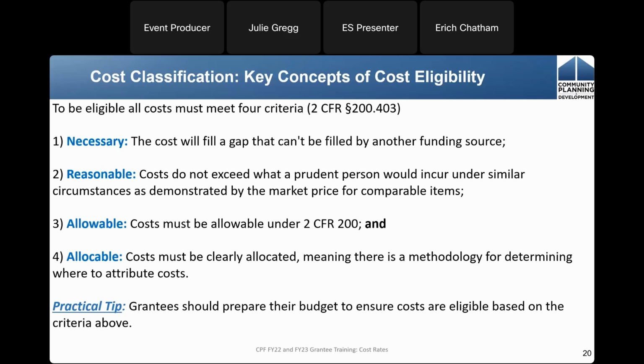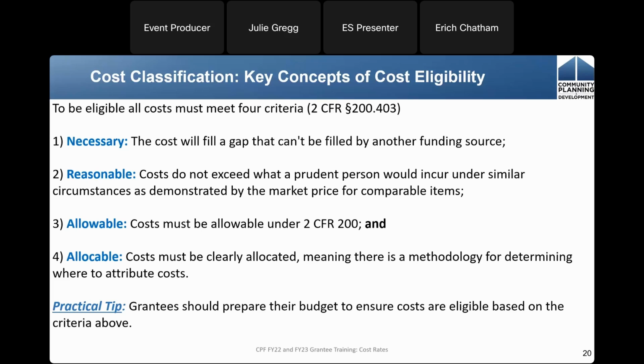Really want to draw your attention to item number 2, cost reasonableness. The definition is that costs do not exceed what another prudent person or organization would incur under similar circumstances, as demonstrated by the market price for comparable items. And that's really the key phrase there, as demonstrated. So as you're going through procurement and you're selecting your vendors and your contractors for your projects, procurement in and of itself just establishes qualified responsive bidders, and presumably you're selecting the lowest responsive bidder.